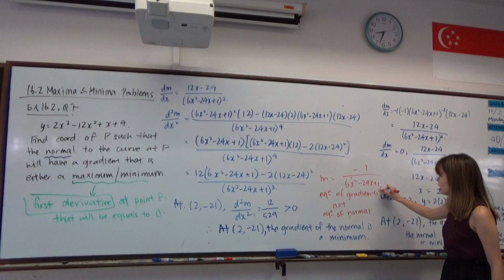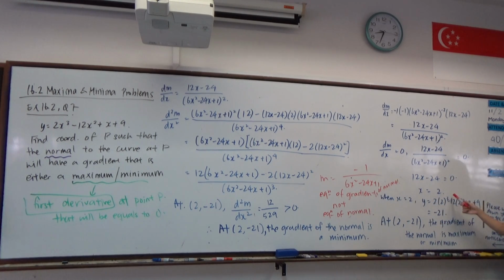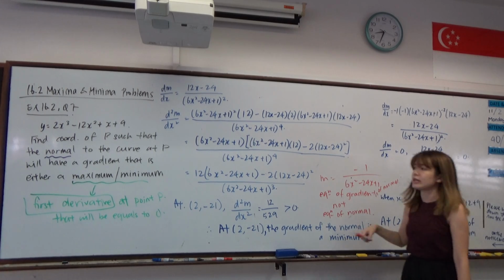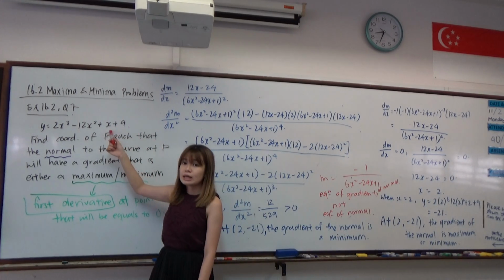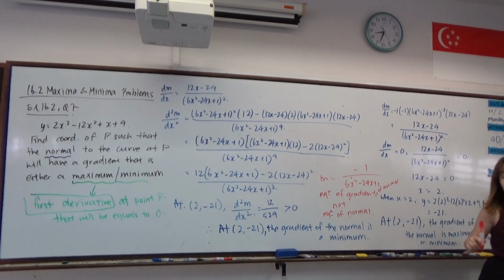Okay, gradient of normal, okay? Alright, so that's why I need to substitute x equals 2 back into the equation of the curve, because that is where the point will actually lie. It will lie on the curve. So the point on the curve will give us the y coordinate negative 21.